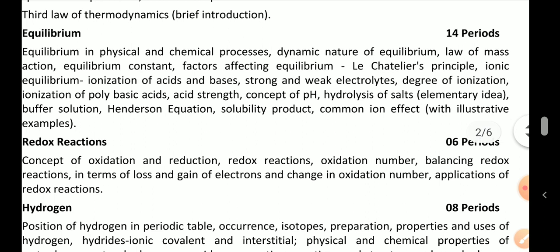Okay, next chapter is your equilibrium. Equilibrium in physical and chemical processes, dynamic nature of equilibrium, law of mass action, equilibrium constant, factors affecting equilibrium, Le Chatelier's principle, ionic equilibrium, all you will study in this chapter. Ionization of acids and bases, strong and weak electrolytes, degree of ionization, all you will study in this chapter.